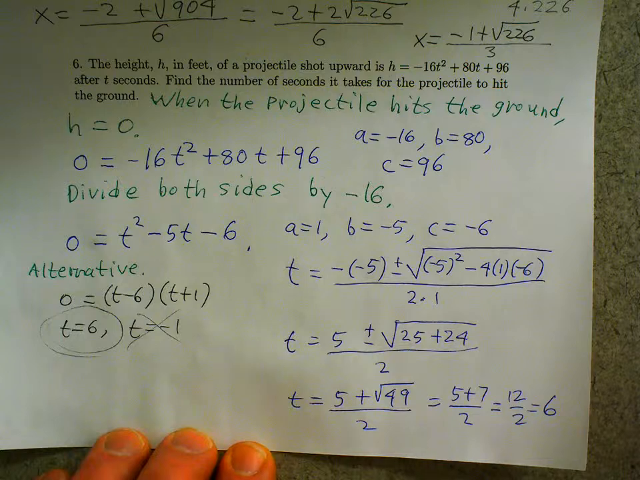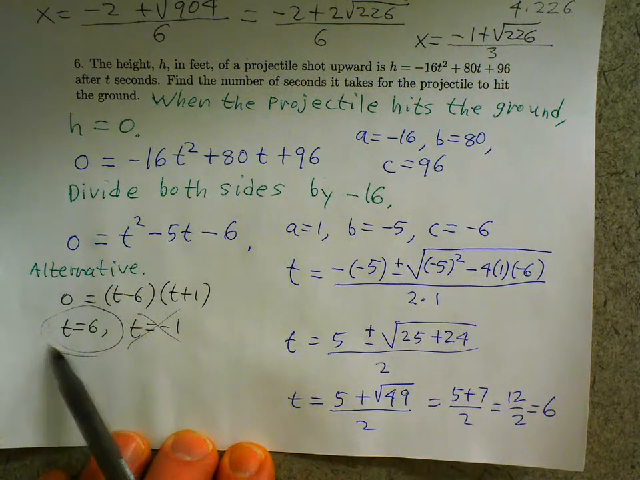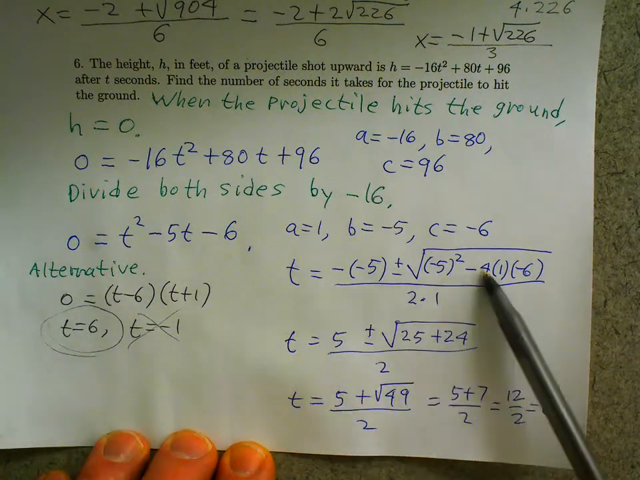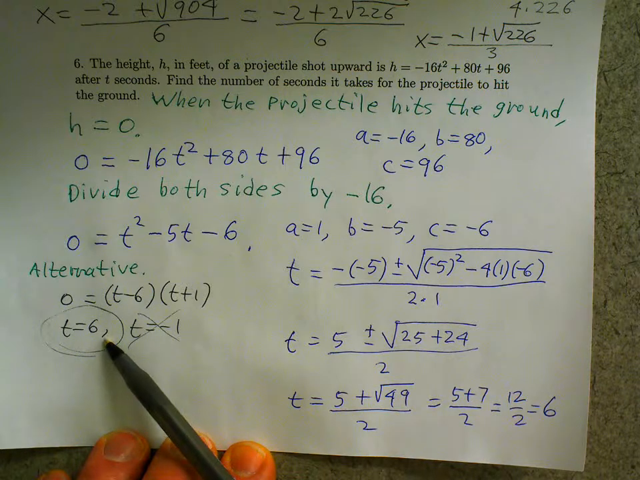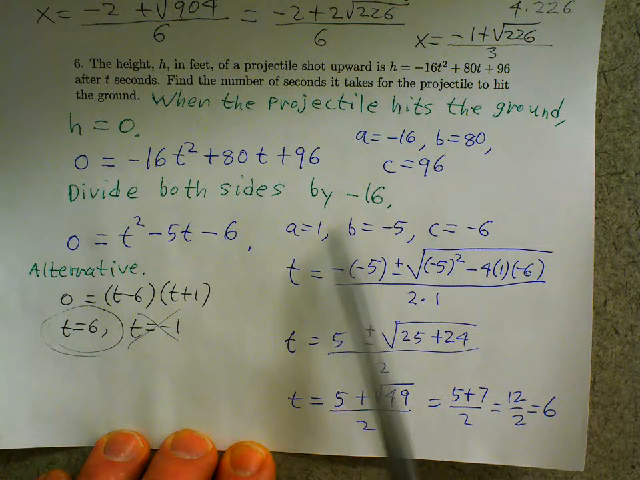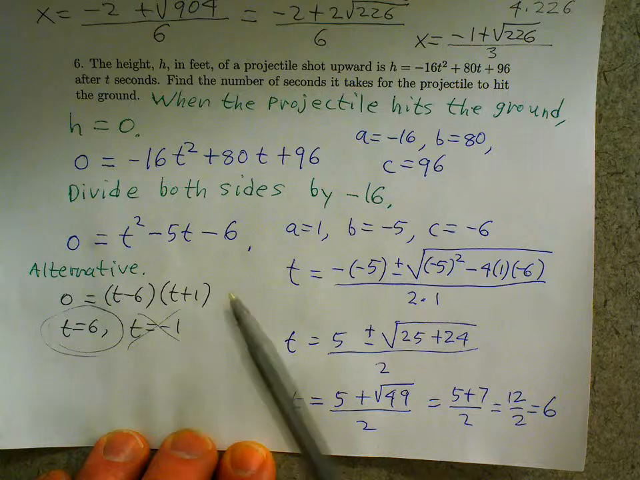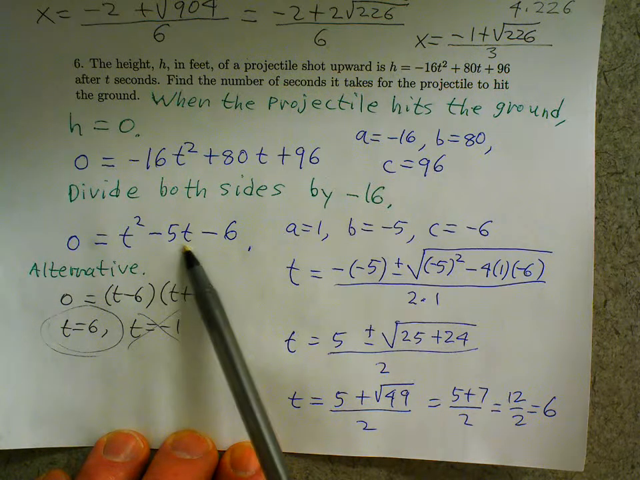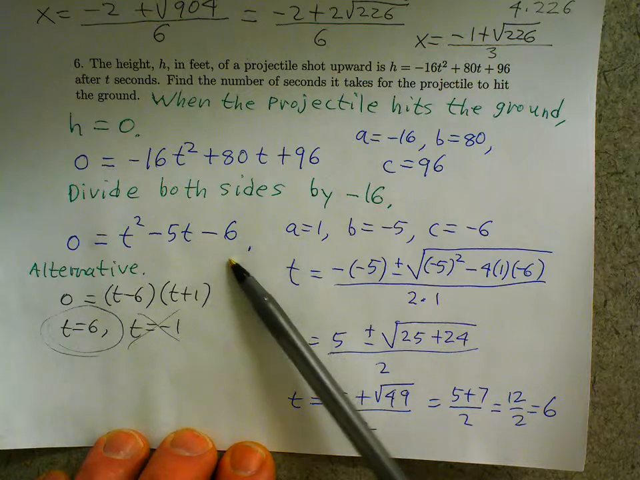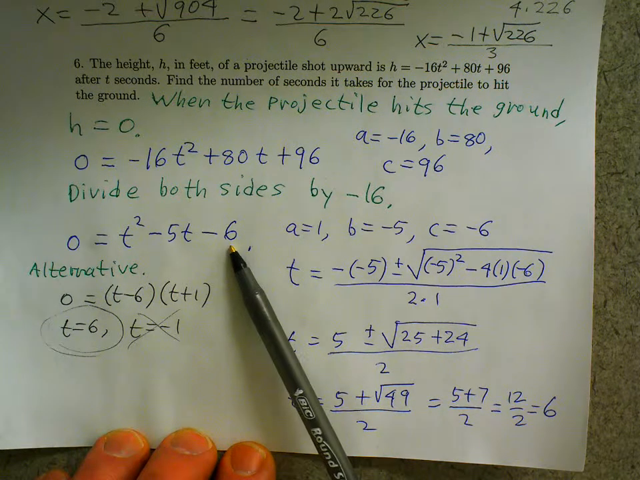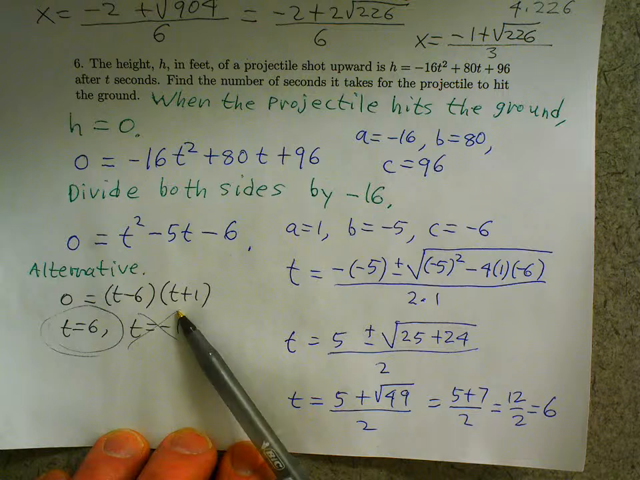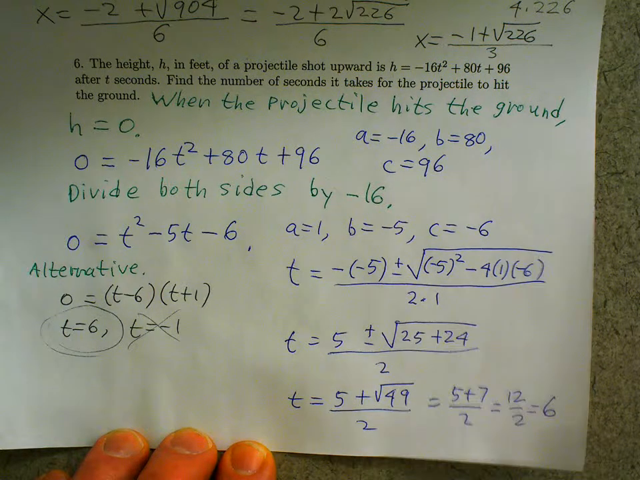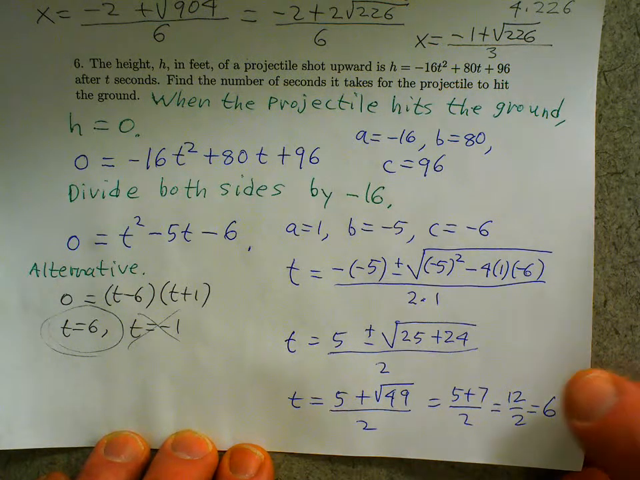So it might be worth noting the different options that you have in solving an equation. Some are just easier, even when we're down to 0 equals t to the second minus 5t minus 6. It looks a little easier just to solve it by factoring than to use the quadratic formula. Okay, let's move on to the next page.